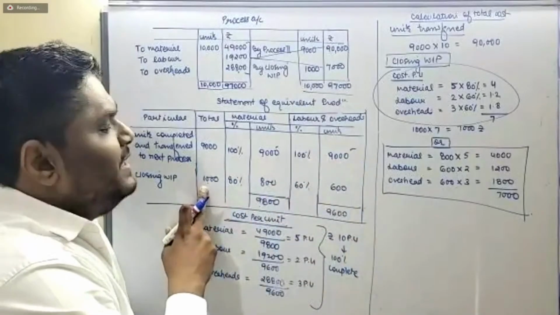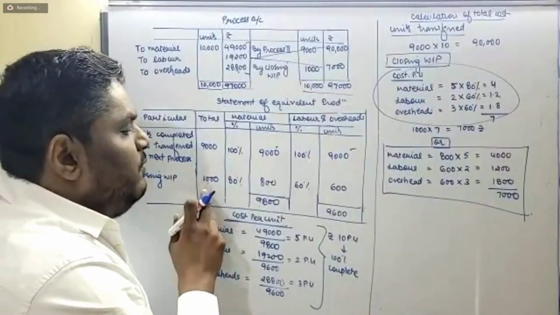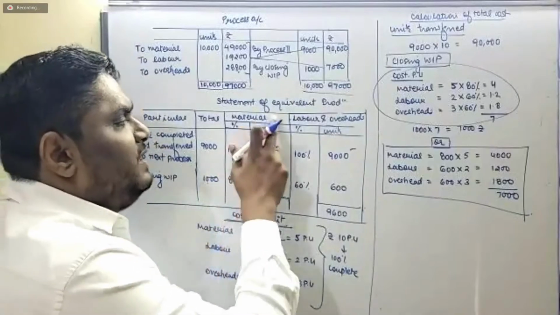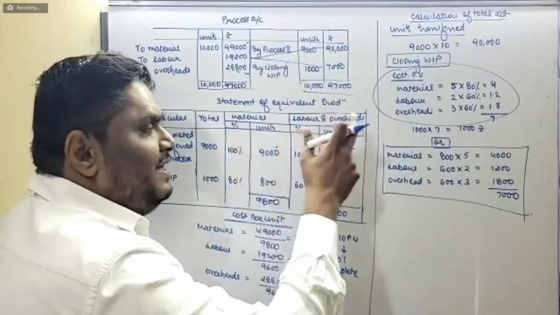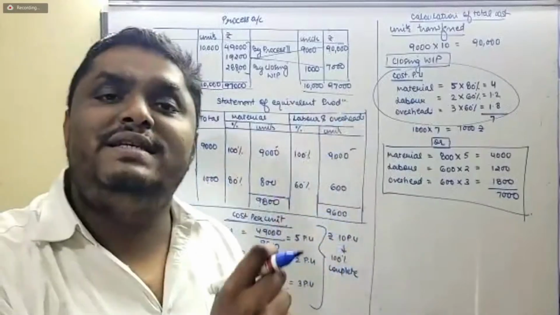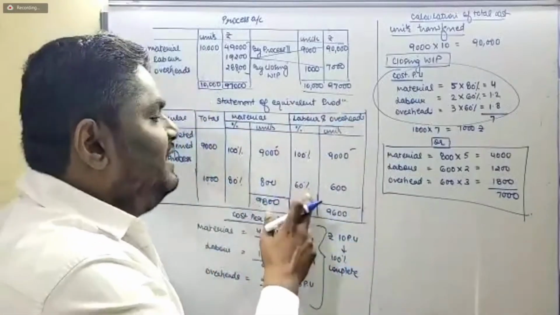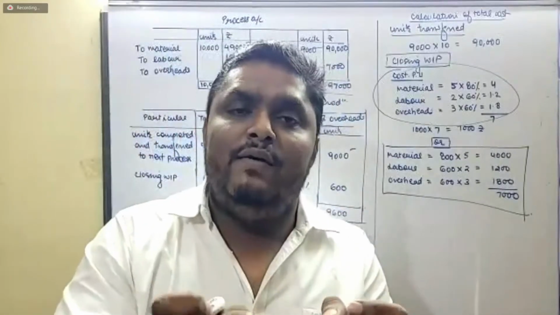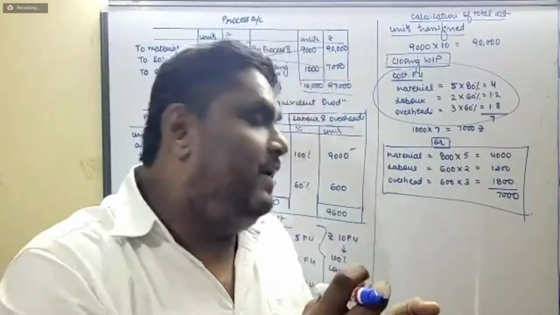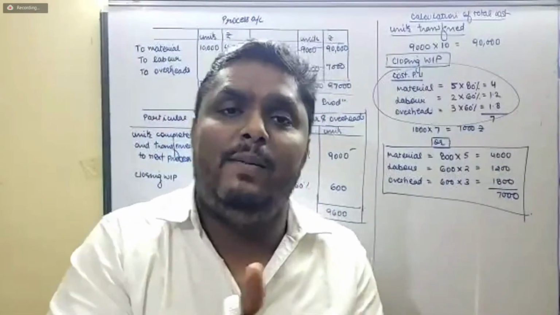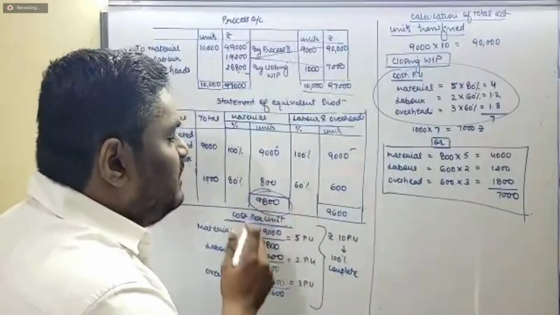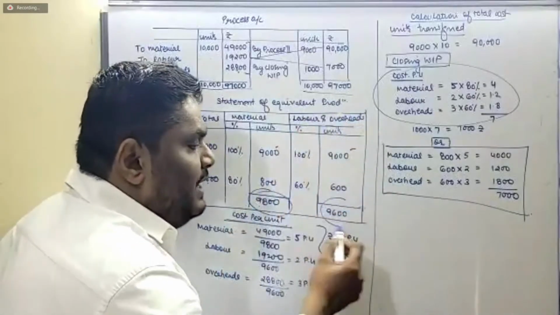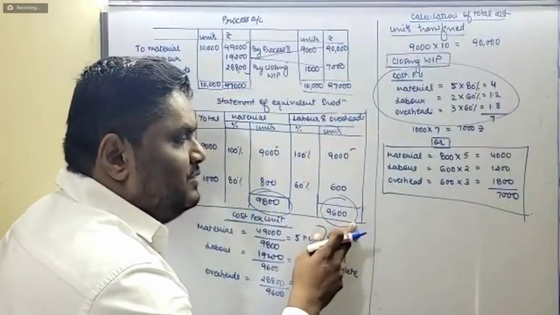But in case of closing work in progress, the equivalent number of units will be how much? 800, because they are 80% complete in respect of material, and in respect of labor and overheads, they are 60% complete. So 1,000 into 60%, that is 600. So for calculating the cost per unit from material point of view, we'll take 9,800 units as the equivalent number of units, and for labor and overheads, 9,600.